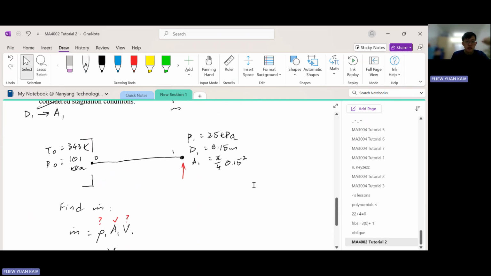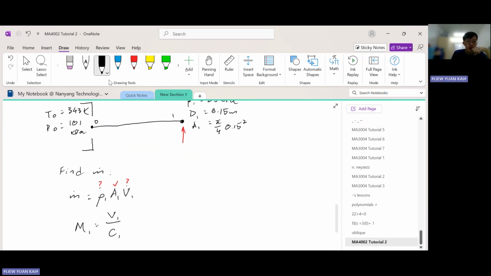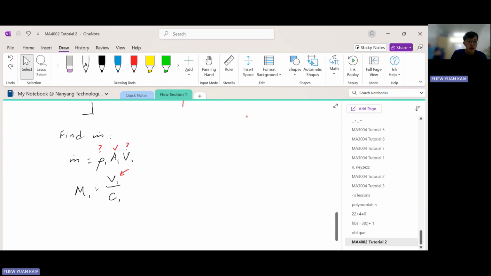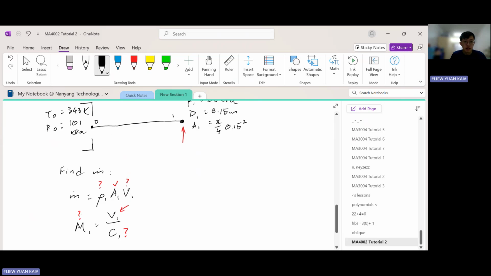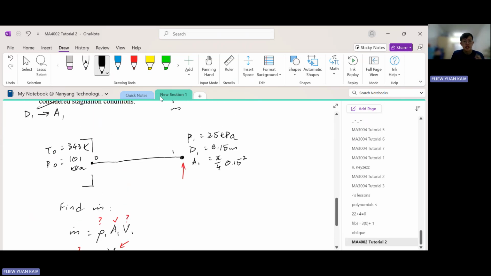Okay, so how do we find V1, right? If we want to find V1, we need to know C1 and M1. Do we know these two values? For now, no. Okay, so we don't know what's this and we don't know what's this. So we need to find them. So can we find the Mach number at point 1? And the answer is yes.